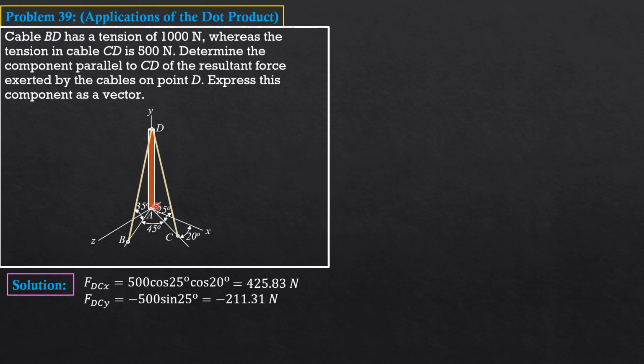Then for the z component, we compute this component first, which is 500 cosine 25. Then after computing that, we multiply by sine of 20 to get the z component. So F_DCz is 500 cosine of 25 degrees times sine of 20 degrees, and it is equal to 154.99 newtons.